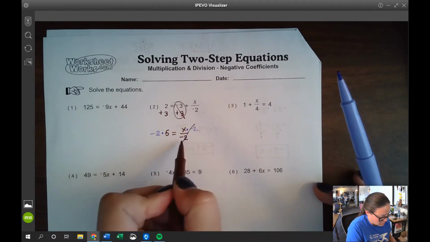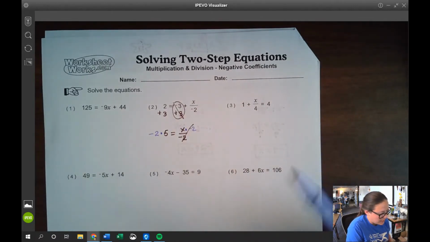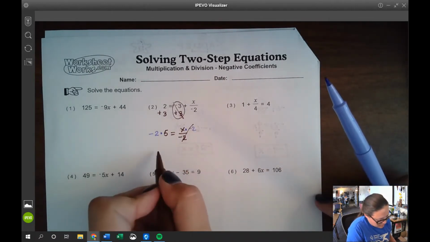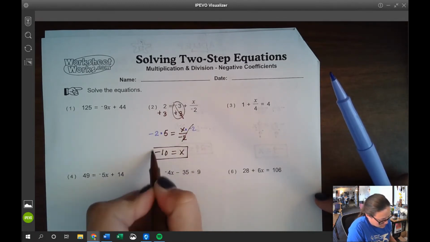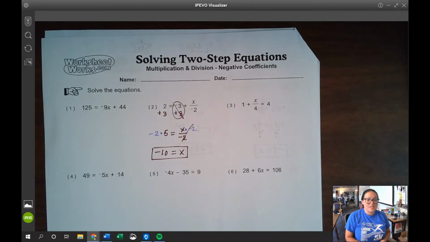Negative 2 over negative 2 is 1, and x times 1 is just x. And then over here, negative 2 times 5 gives me negative 10. So I have negative 10 equals x. Okay. So I would like you to finish the rest of these equations on your own, but first, we have one more thing that we're going to review.